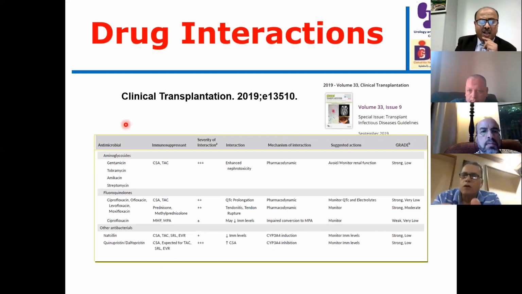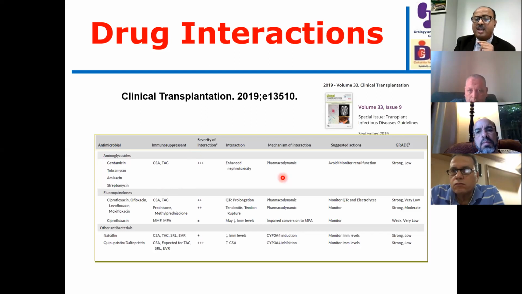These are antibiotics, aminoglycosides, which are associated with nephrotoxicity. If we use them with calcineurin inhibitors, the severity of interaction is significant, 3+, but here it is not pharmacokinetic, it is a pharmacodynamic interaction, increasing the side effects on the kidney. So avoid, or monitor the drug levels, both immune suppressive and aminoglycosides.